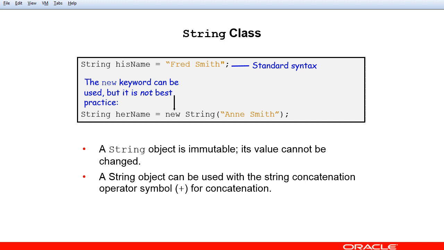Using the new keyword, as in the second example, creates two string objects in memory, and to avoid the unnecessary duplication of string objects in memory, it's best to create string objects without using the new keyword, so the first method is preferred. And it's important to note that string objects can be concatenated or joined using the plus symbol, and this is a feature that you'll probably resort to on a frequent basis.